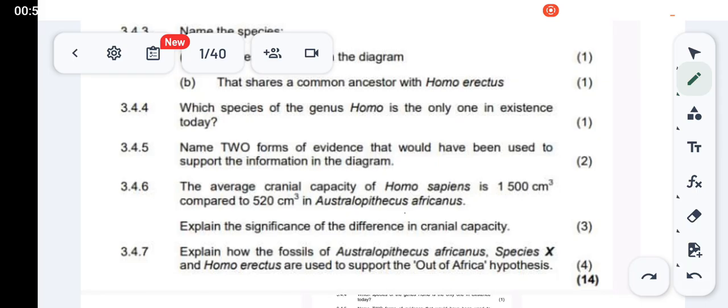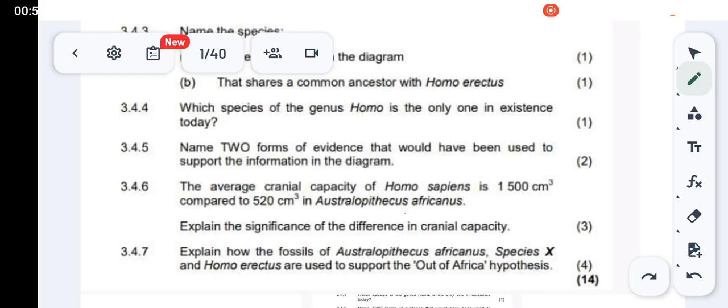And then moving to the next question, which says the average cranial capacity of Homo sapiens is 1,500 centimeter cubed compared to 520 centimeter cubed in Australopithecus africanus. If we think about the anatomical differences between African apes and humans, we know that humans have a large developed brain compared to African apes, right? And then what is the significance of having a larger brain? Having a larger brain simply means you have a greater intelligence, right?